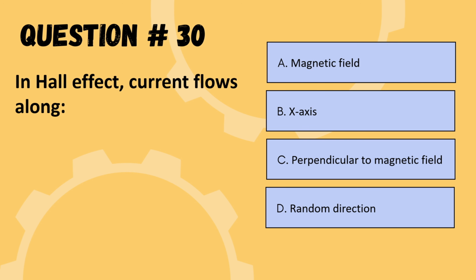Last question is in Hall effect current flow along, options are magnetic field, x-axis, perpendicular to magnetic field, or random direction. So the correct option is option B, x-axis.